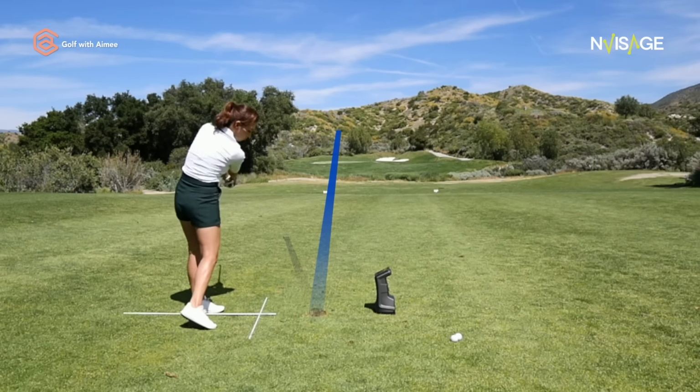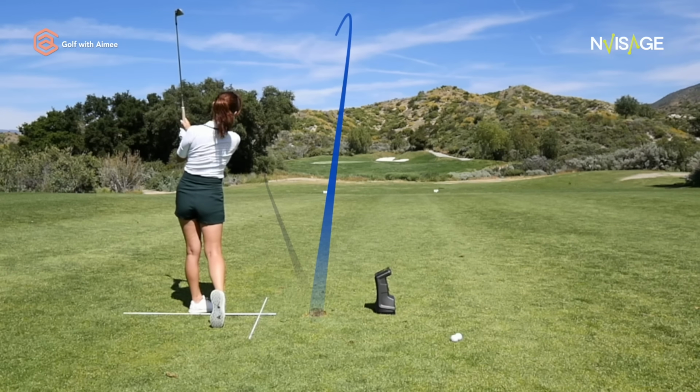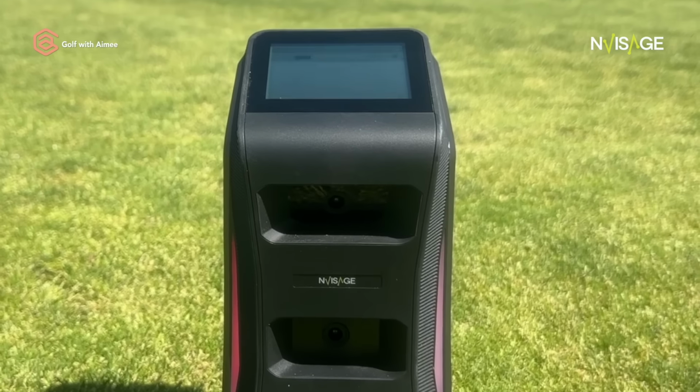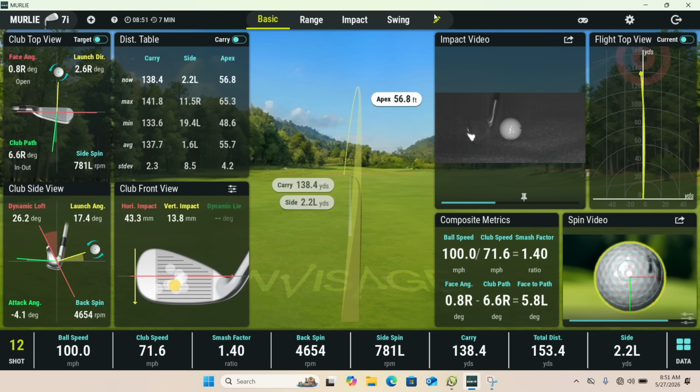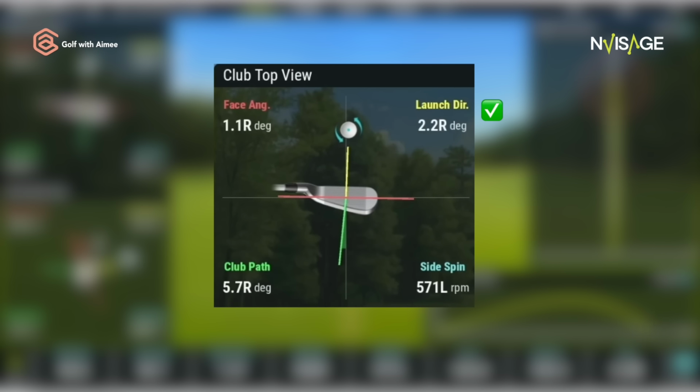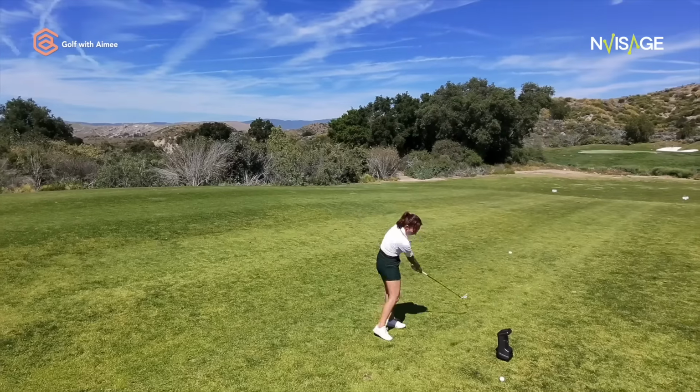If you understand the science behind why your ball curves, your game changes instantly. But here's the problem. Most golfers guess. So I'm going to show you how to use the launch monitor Nvisage Neo-E, understand your numbers, reduce that excessive side spin on the golf ball, and start hitting it closer to the flags. I'm out at the beautiful Sand Canyon Country Club.